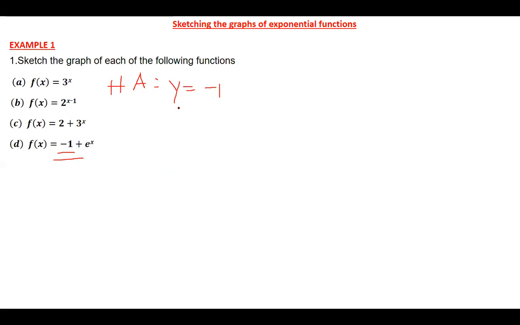Then we now draw the table of values, where we put the x values there and then the y values this side.